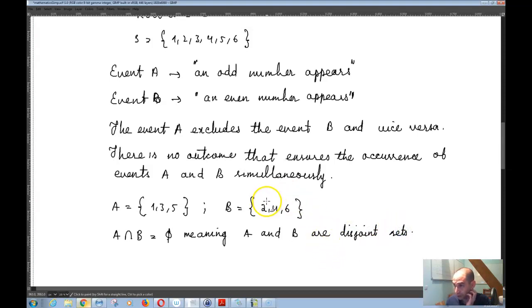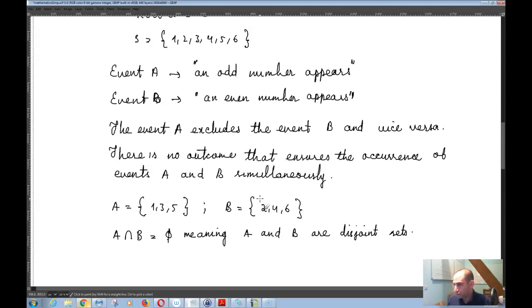Now, in general, two events A and B are called mutually exclusive events if the occurrence of any one of them excludes the occurrence of the other event. That is, if they cannot occur simultaneously. So then they would be called mutually exclusive events. In this case, the sets A and B are disjoint.